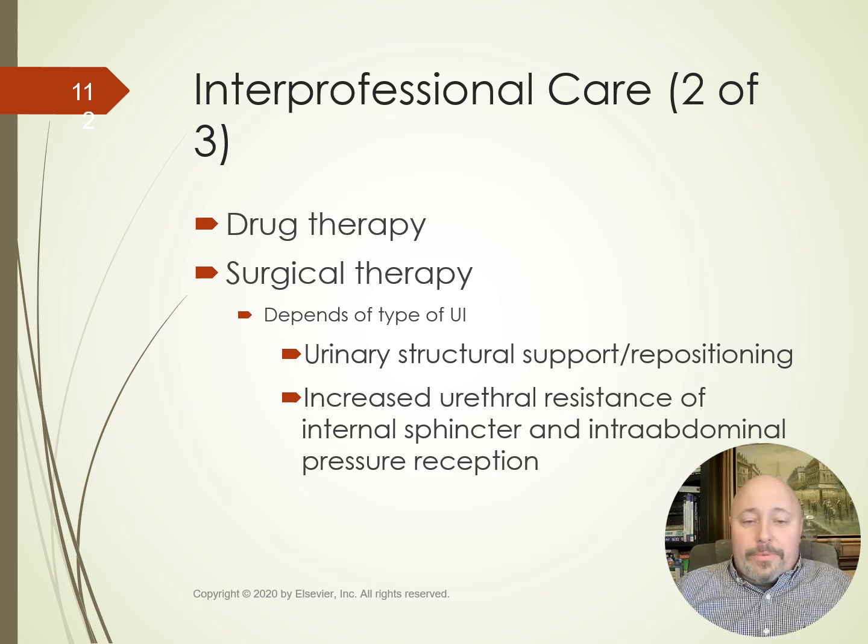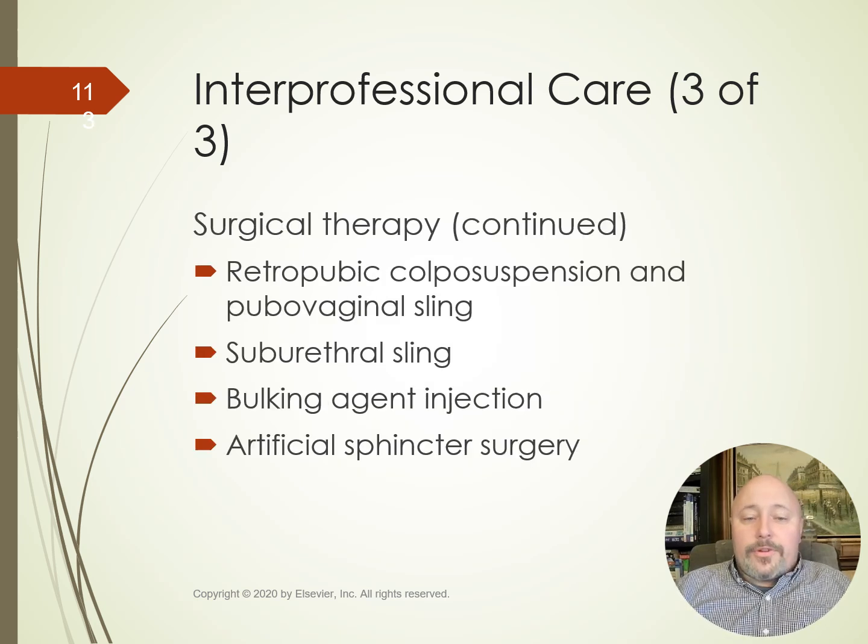Our surgical therapy is going to depend on the type of incontinence. They could look at considerations like urinary structural support or repositioning, or increased urethral resistance of the internal sphincter, or an intra-abdominal pressure reception. Other interventions could include a suburethral sling, bulking agent injection, or an artificial sphincter surgery.